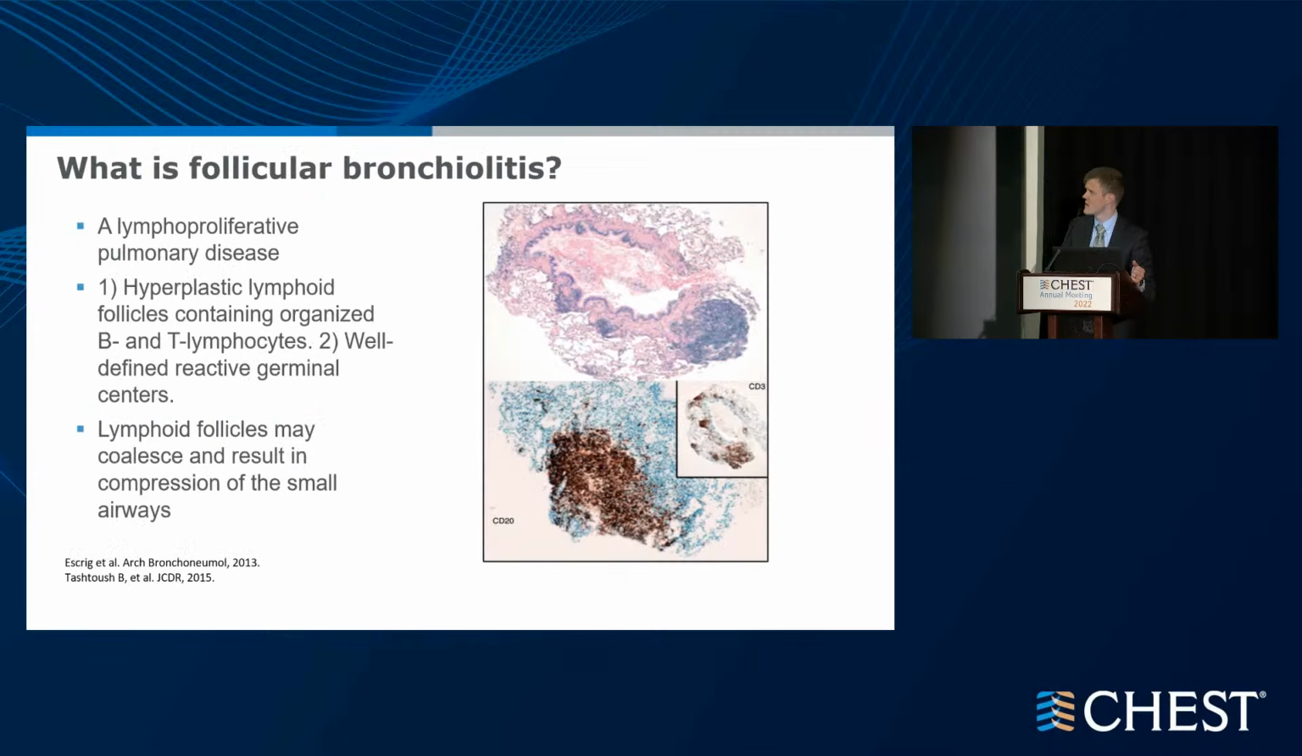Okay, follicular bronchiolitis next. So what is this? Best way to describe this is there's lymph tissue in the lung and it doesn't belong there. You get these hyperplastic lymphoid follicles and these germinal centers like you see here on the right that are causing impingement into the airway.